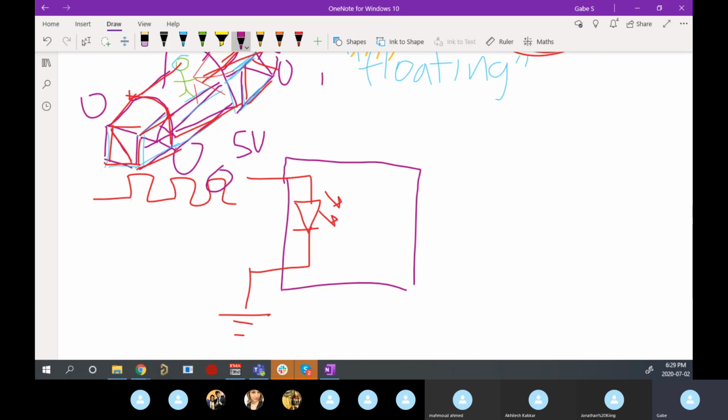Current will pass through this LED. The LED will turn on, emit its light, and then on this side, usually you have a little light sensor. Sometimes I've drawn it like this. I don't think I'm doing a very good job of drawing it.